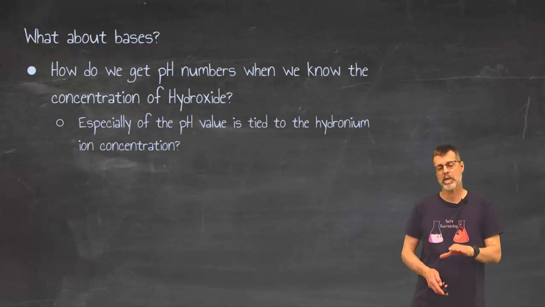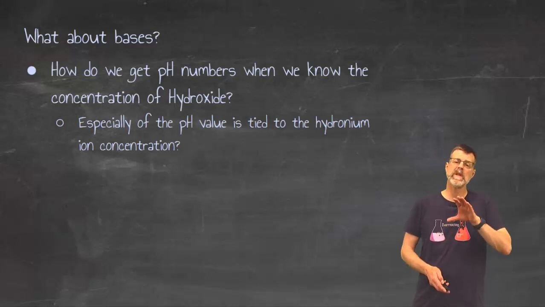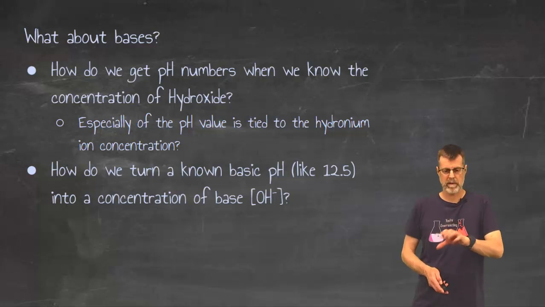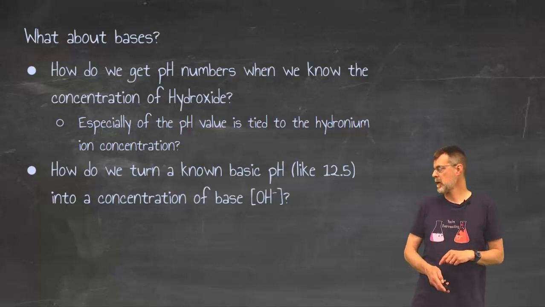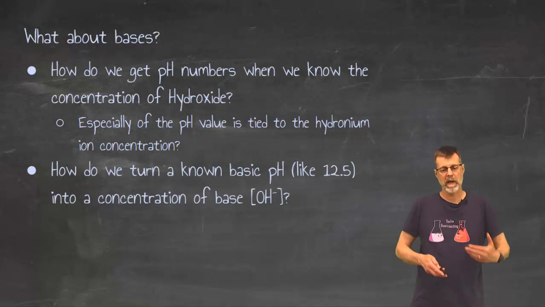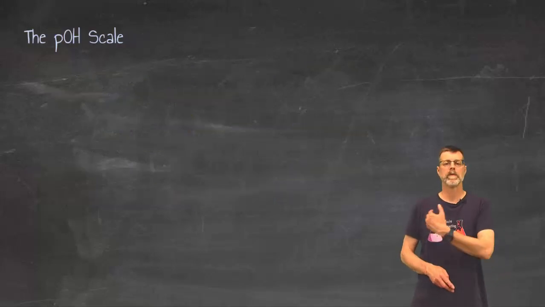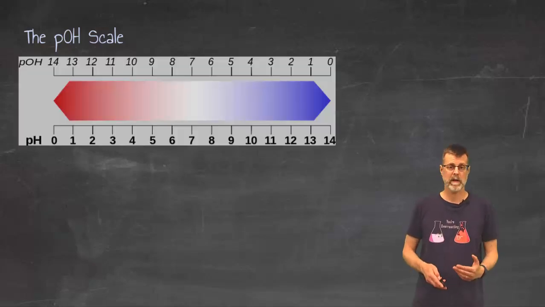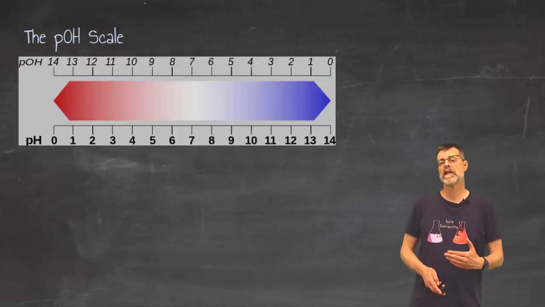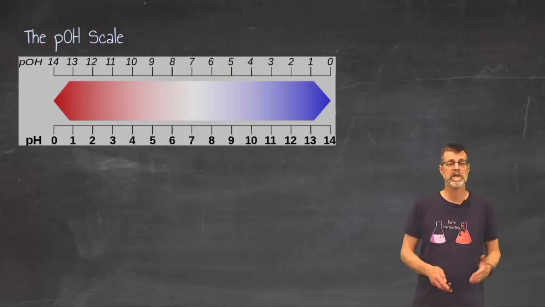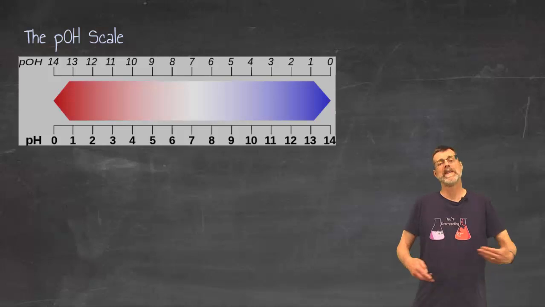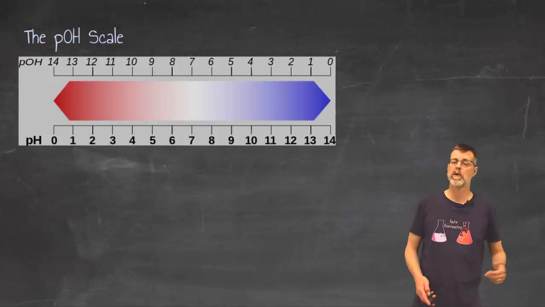So the first thing I'm going to have to do is work with, if I want to know a basic pH, how do I do that? There we go, the pOH scale. The pOH scale looks a lot like the pH scale, except it's backwards. It also runs from 0 to 14. 7 is neutral in the middle. Yes, you can go below 0. Yes, you can go above 14.